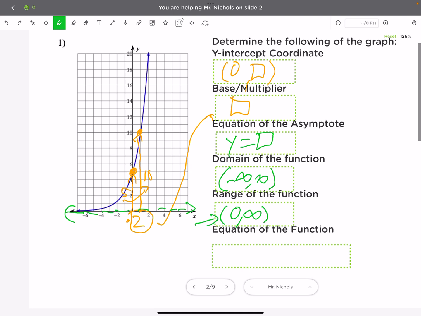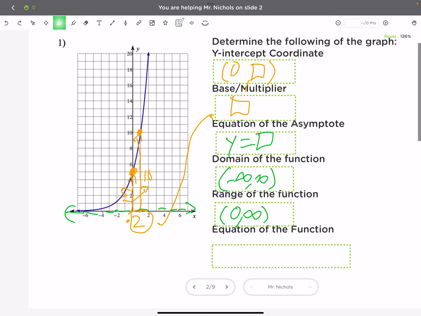Now for this, you always want to use the parentheses, because remember, we're going to approach 0. The exponential function will approach or get super close to 0, but never equal it. So because of that, we don't include 0. It's all the values above 0.